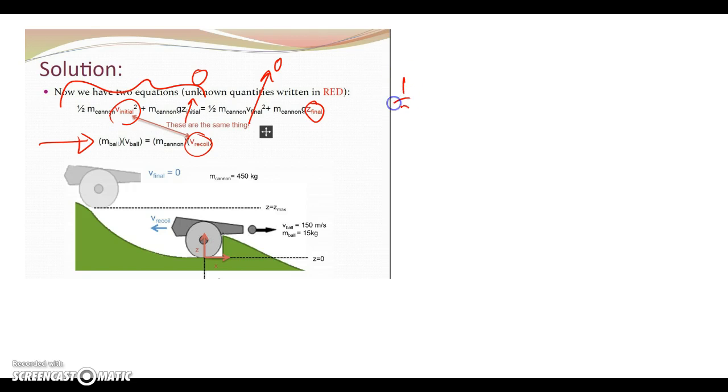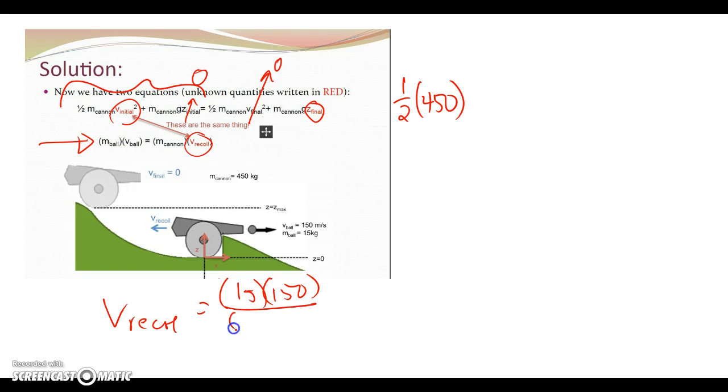So we do 1/2 mass of the cannon, 450, V initial. Now V initial is the same as V recoil. So if we solve for V recoil, that equals mass of the ball, 15, times velocity of the ball, 150, over mass of the cannon, 450. So I'm going to plug that in right here.